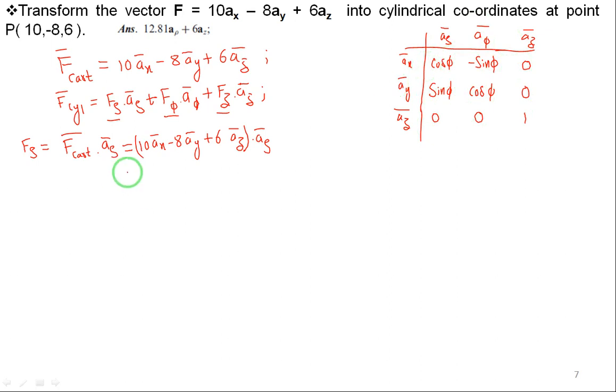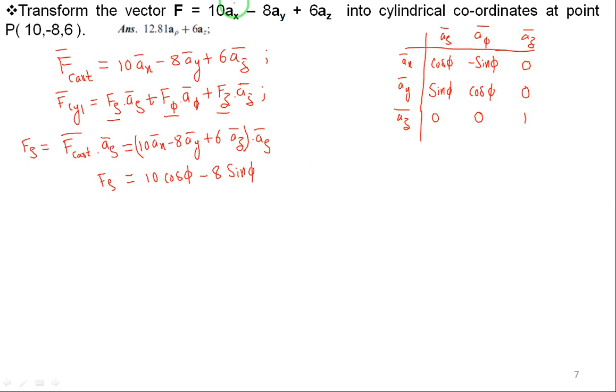Next, if I want to take the dot product, now I am ready. 10 ax dot a rho, ax dot a rho is cos phi, so I will get 10 cos phi. Next, minus 8 ay dot a rho, ay dot a rho is sin phi, so write down sin phi. Next, az dot a rho, you check it, is 0, so the third term will be 0. So I am getting this as f rho. Yes, this is fine.